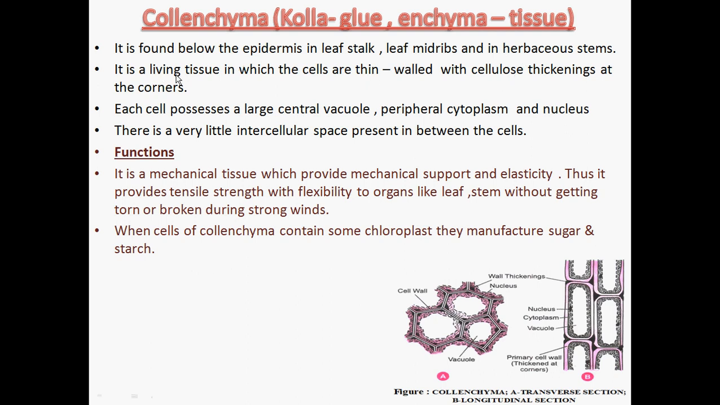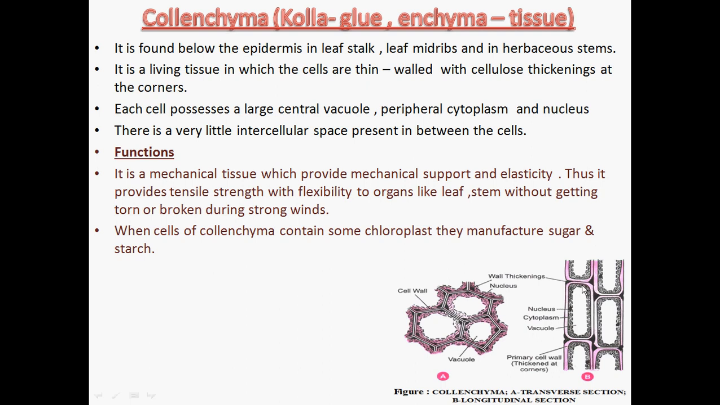So even it is also a living tissue like the parenchyma, in which the cells are thin walled with cellulose thickenings. You can see in this figure, they are thin walled, so there are certain wall thickenings also. So they contain cellulose wall thickenings. That is why they are thickened with the cellulose at the corners. So because of the thickening of the cellulose, it gives a certain kind of tensile strength to this particular tissue, and each cell possesses a large central vacuole. So every cell of the collenchyma contains a large central vacuole.